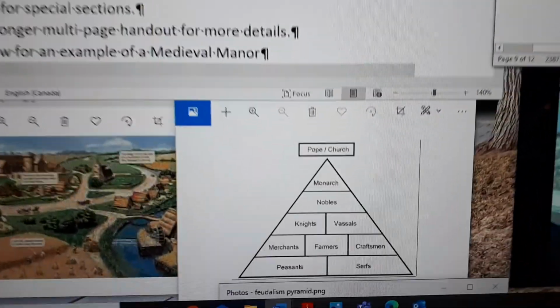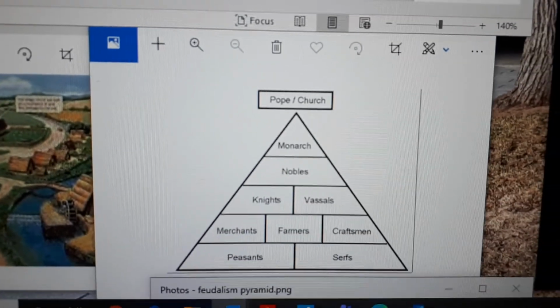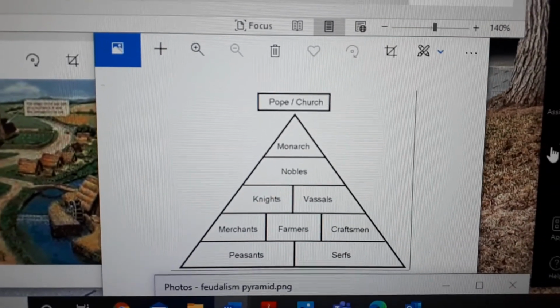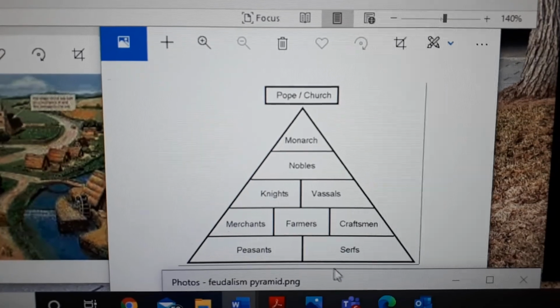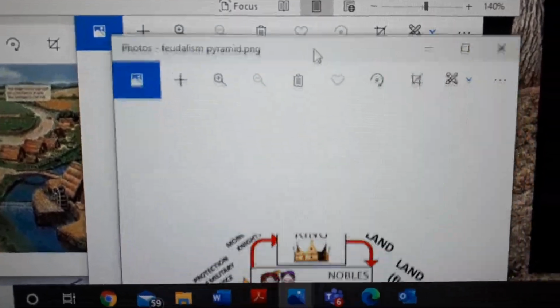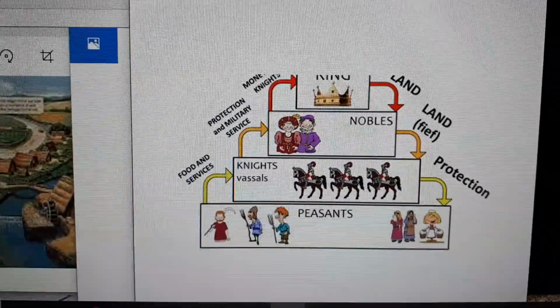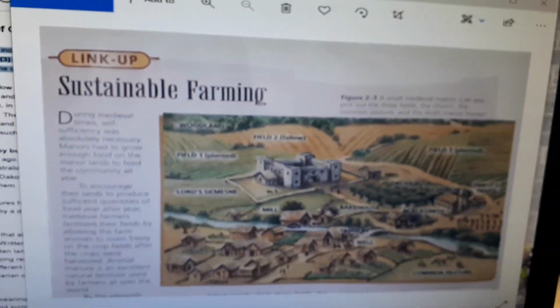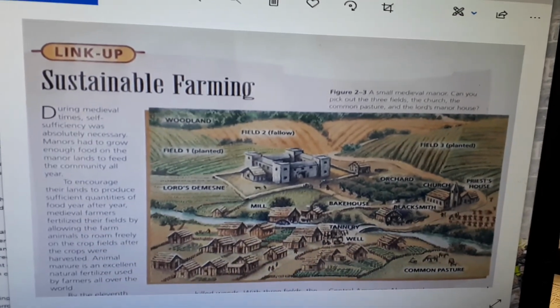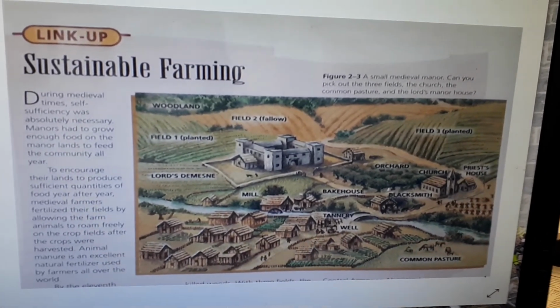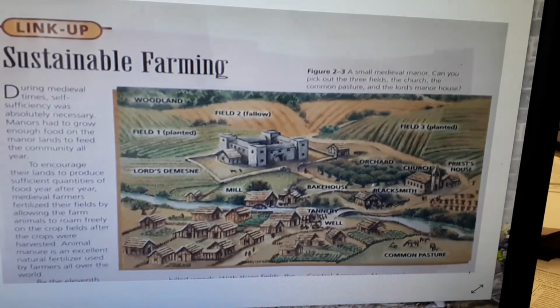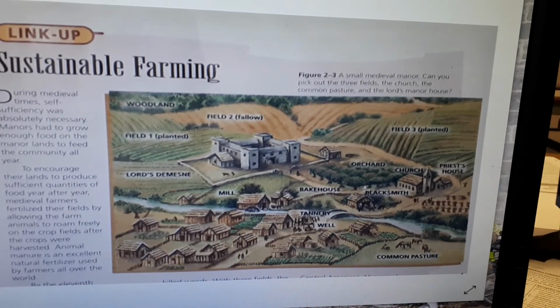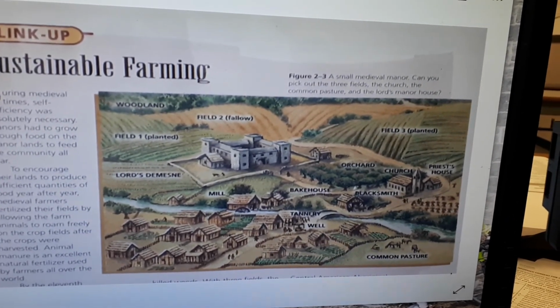Okay, down here you can see an example of a medieval feudal pyramid. And I'm going to click here and show you a creative illustrated version of a medieval pyramid. And let's take a look over here at an alternate example of an image of a medieval manor with a river, mill, and many other labeled elements.